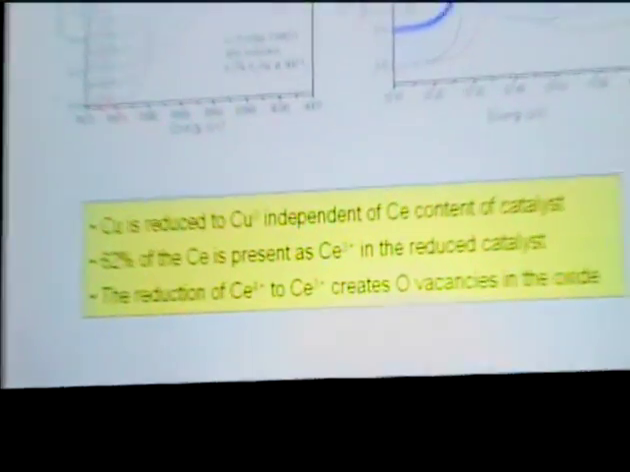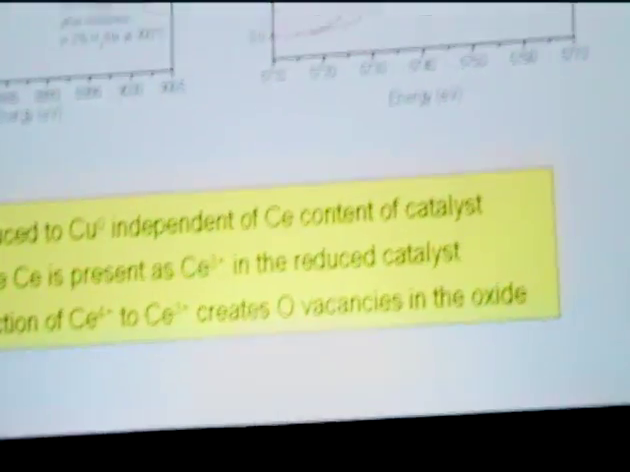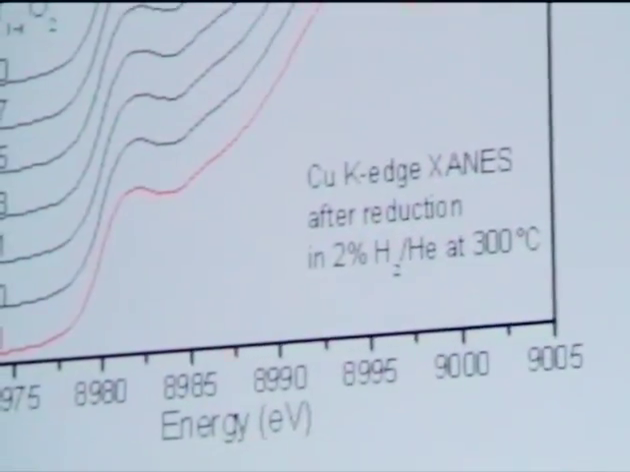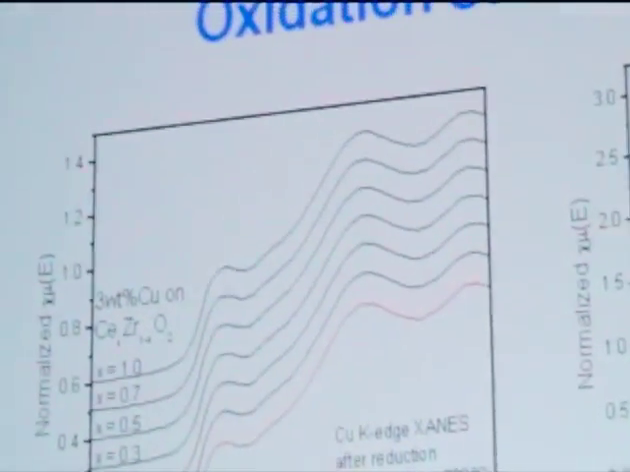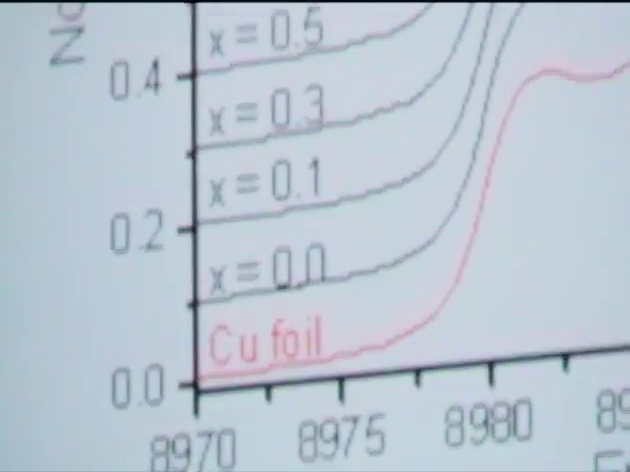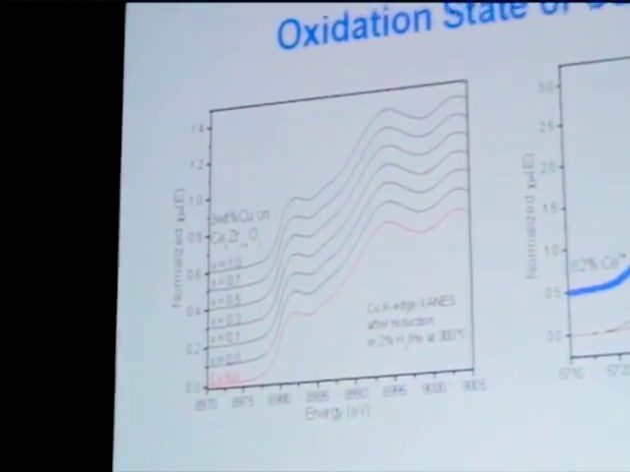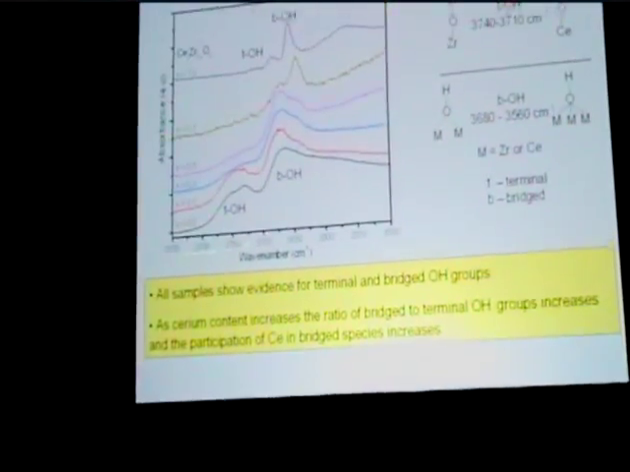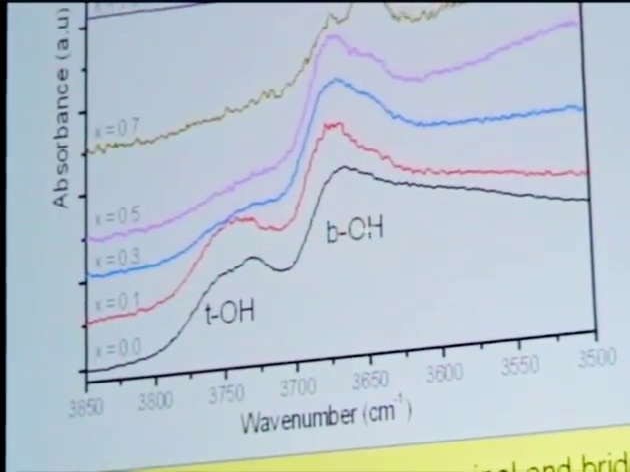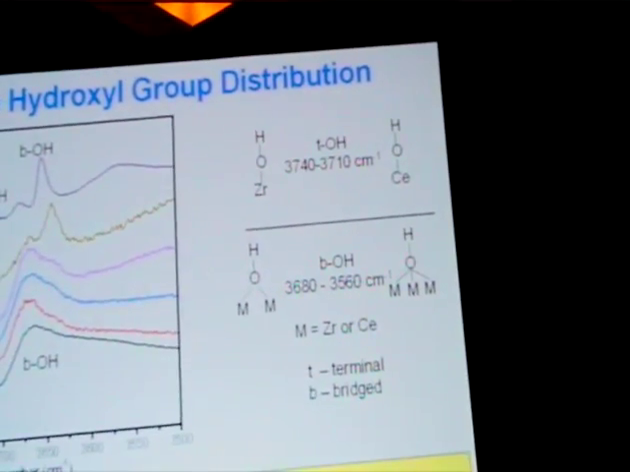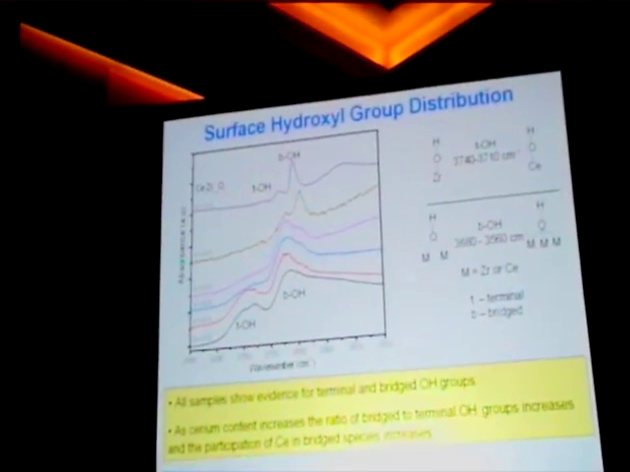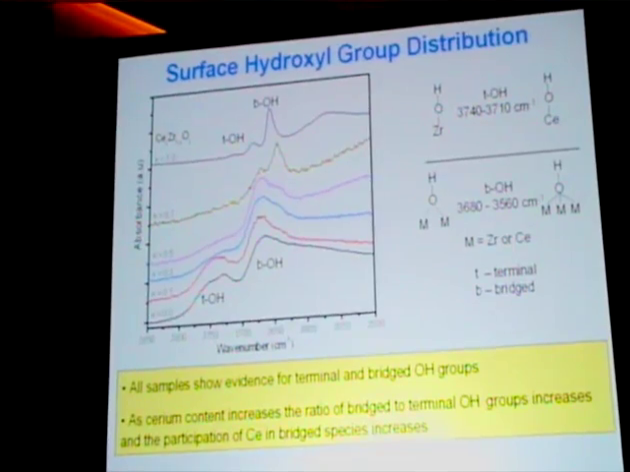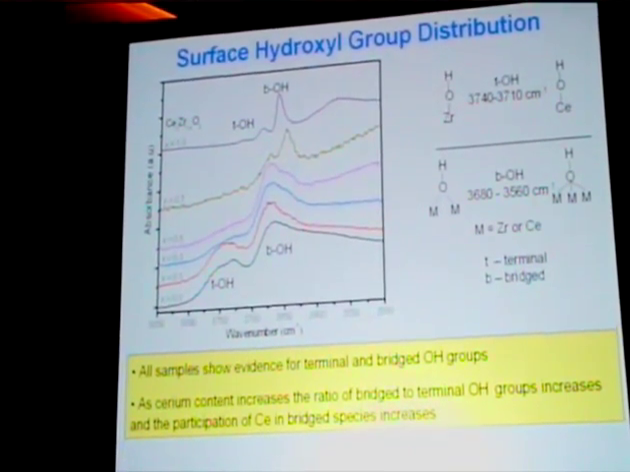So we've looked a little bit at what is going on here. We find from in situ XANES that all the copper is in fact reduced, but 60% of the cerium is not in the plus 4 state, it's in the plus 3 state. So cerium goes from plus 4 when it was first introduced to plus 3 under reaction conditions. So we create vacancies in the oxide. You look at the in situ infrared, and you see that as you add more and more cerium, things change. You go from having some linear and bridged hydroxides to almost completely bridged hydroxyl groups. And these hydroxyl groups start to interact with CO more and more aggressively as one puts in the ceria.